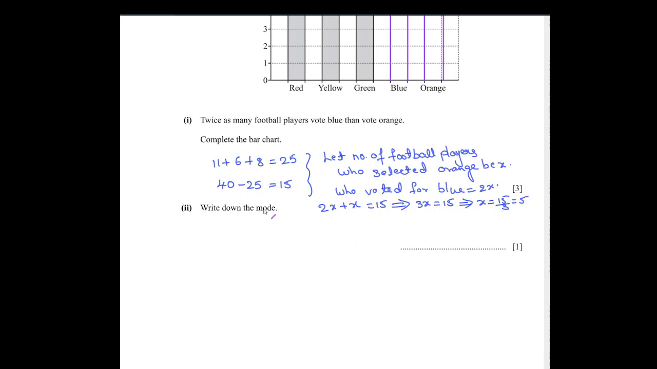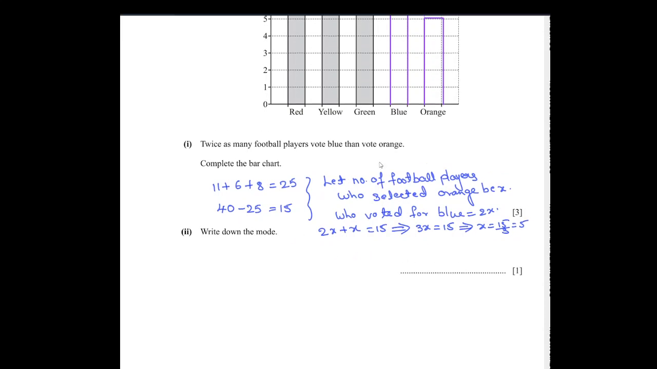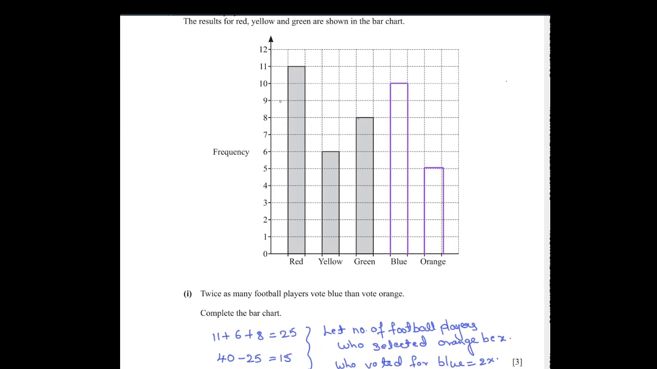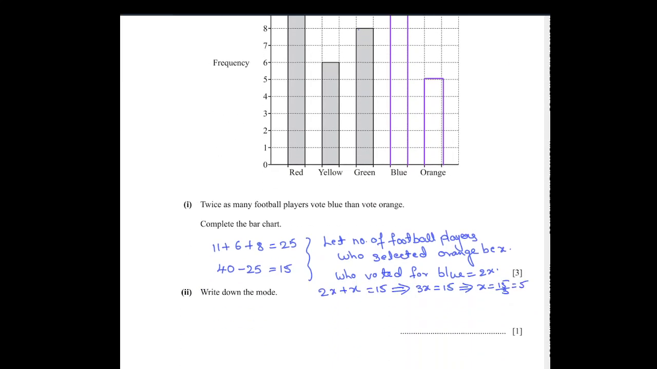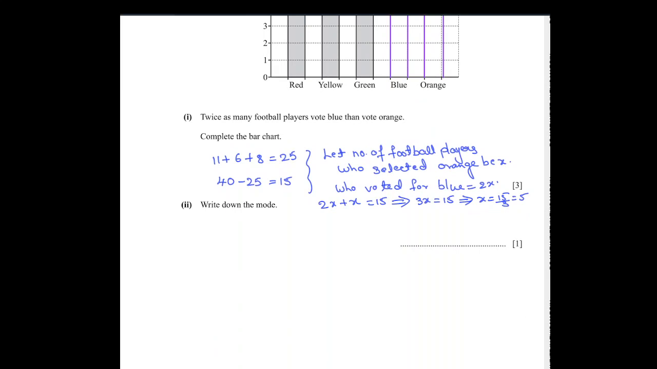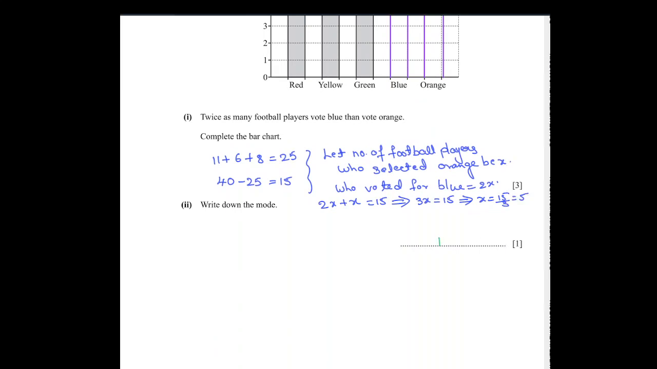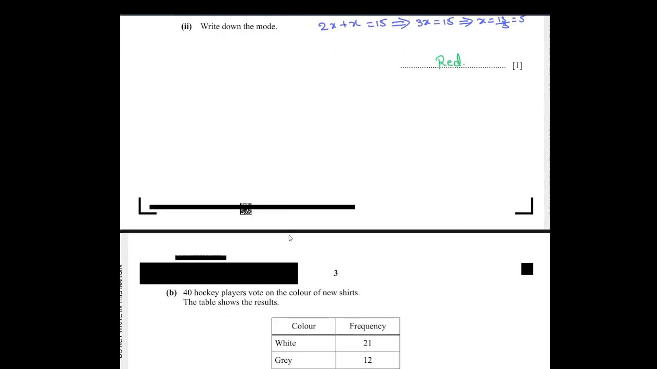Now write down the mode. Mode means we have to find the color selected by the maximum number of football players. So which color was selected the most? This is 11, right? So 11 is the maximum number here. So what is the mode? Mode is red. Question number 1 and 2 is done in A.